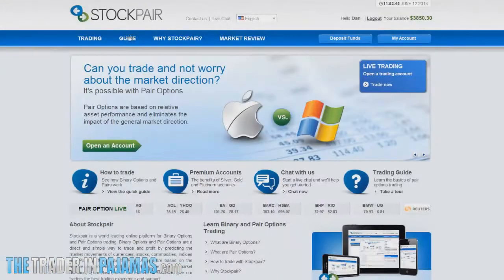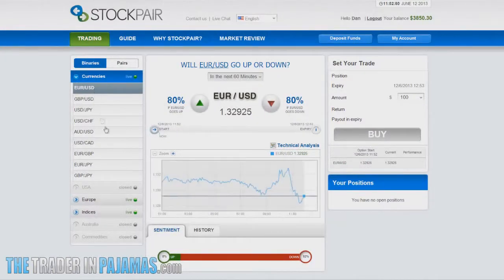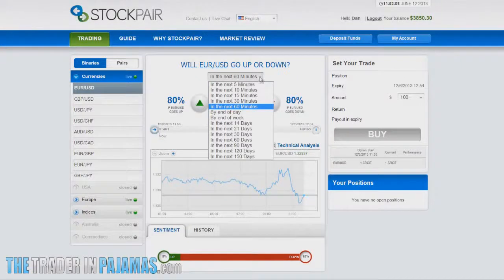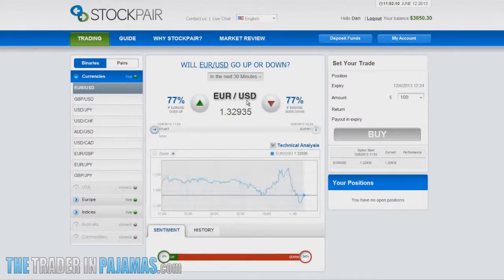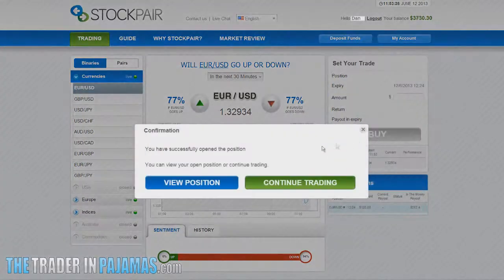So what we're going to do is click on the trading tab. We'll select Euro USD. As you can see, 8% of the traders are saying the currency pair will go up, 92% are saying it's going to go down, and since we're working with 30-minute trades with my strategy, we're going to make a slight change here. So we're going to click over here, and change this option and select in the next 30 minutes. Now the majority of traders are still saying the price is going to go down. So we'll click on the down put button, enter the amount of $120 here, click buy. We'll hit the View Position button, and we're on.